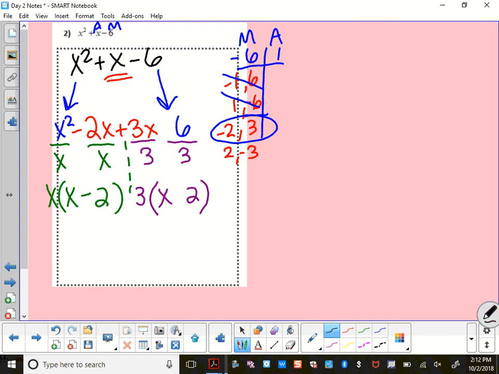So this should be negative. That should be negative. And this should be negative. Now I'm good to go. I have matching parentheses. Alright? So my matching parentheses become 1, and my GCF, that's on the outside, also becomes 1.